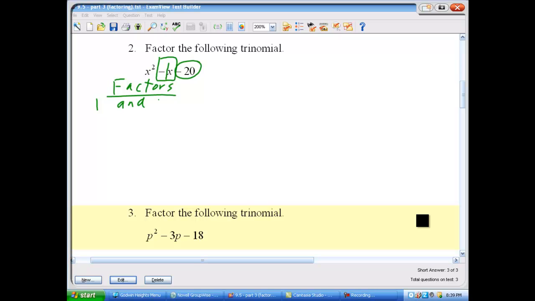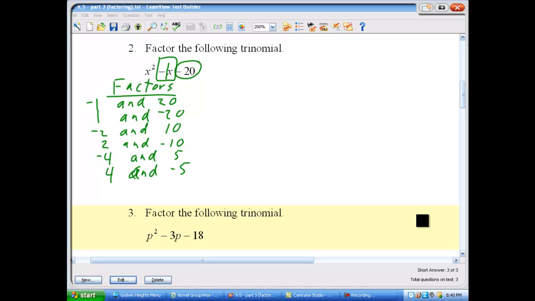I have 1 and 20. Remember, one of them has to be negative. I also have 1 and negative 20. I would also have 2 and 10. Remember, one of them has to be negative. In order for that to be a negative 20, I also would have to have the other combination, 2 and negative 10. And then if I take 20 and divide it by 3, I'll get a decimal, so I don't want that. But if I take 20 and divide it by 4, I would get 5, which would give me factors of 4 and 5. So 4 and 5 are factors. Remember, one has to be negative. I then list the other combination. So it looks like all the combinations.